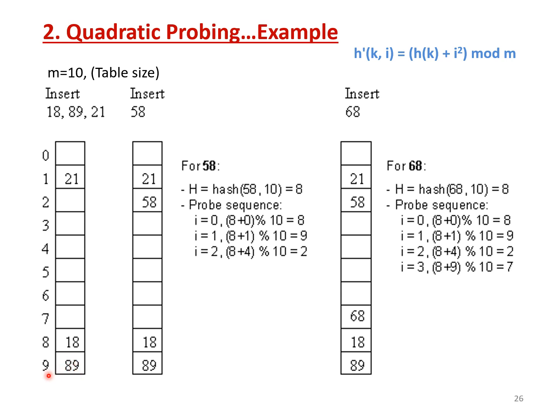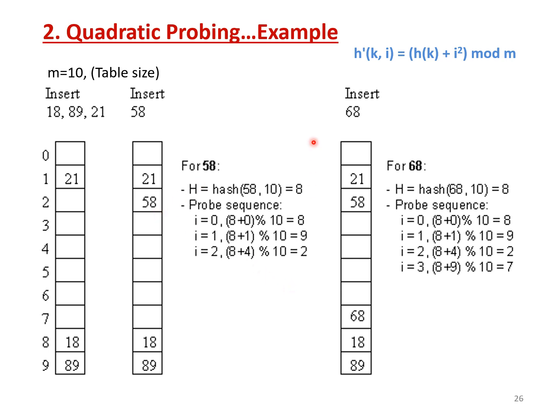We have to compute the next index. So we are going to the next probe, i equal to 2. So 2 squared is 4. h of k, it is 8 plus 4 is 12. 12 mod 10, the remainder is 2. Now we can store the value 58 in the location 2.